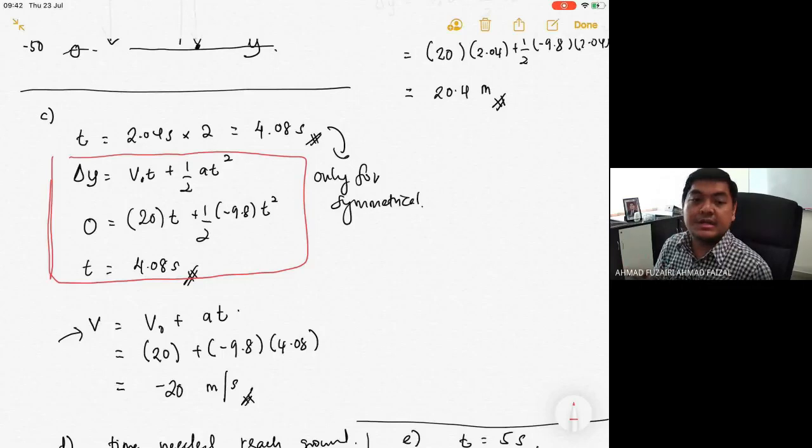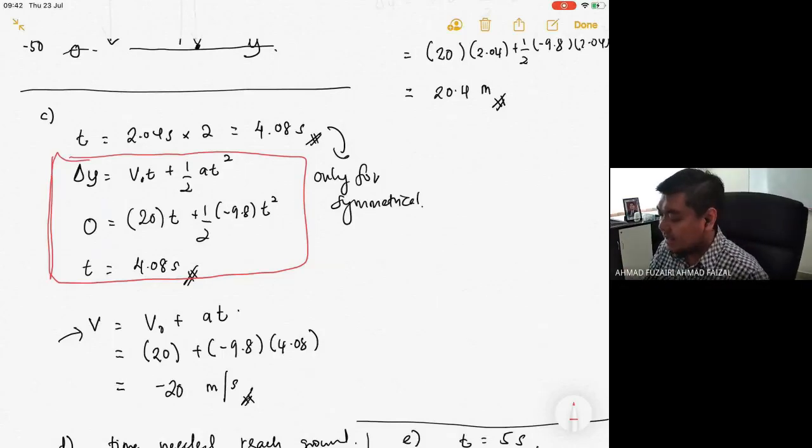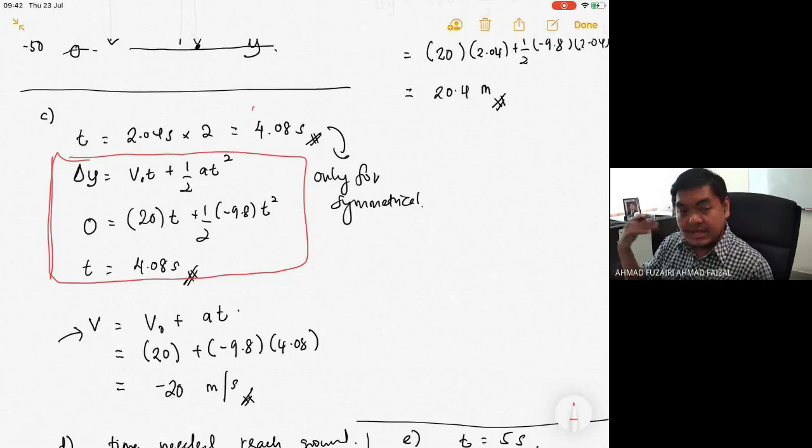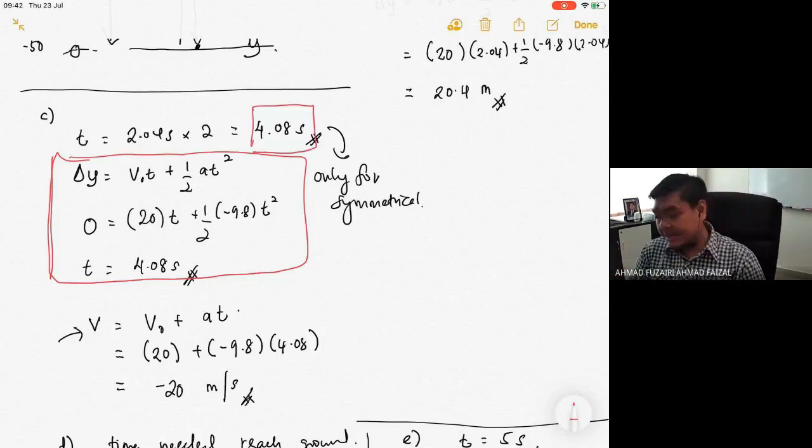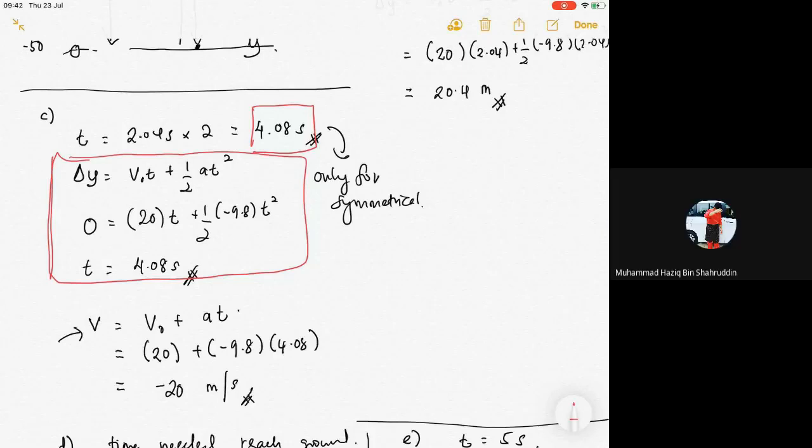Tapi ada cara lain lah, sebab since dia ialah symmetrical, we can times 2 original time. Kan, original time 2.04 kali dengan 2 dapat 4.08. Senang. But ini situation untuk symmetrical sahaja. Okay, symmetrical maknanya dia naik dan dia jatuh pada level yang sama. Boleh ya? Aziz? Boleh. Faham.